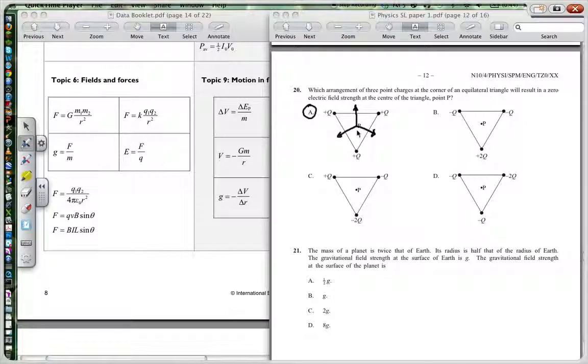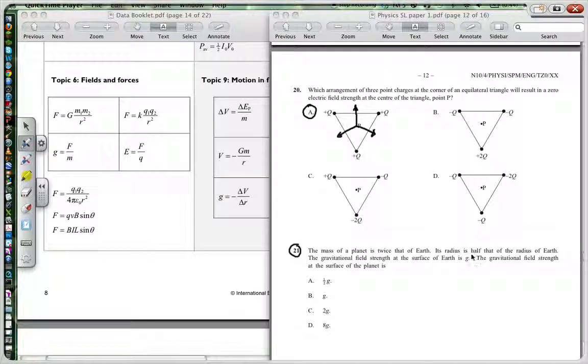You would have it as 0. So A is actually the correct one. You could try it out with all the others. You'll find that none of them will actually work, that they'll all cancel it out. Okay, so 20A. Going into 21, it says the mass of a planet is twice that of the Earth.